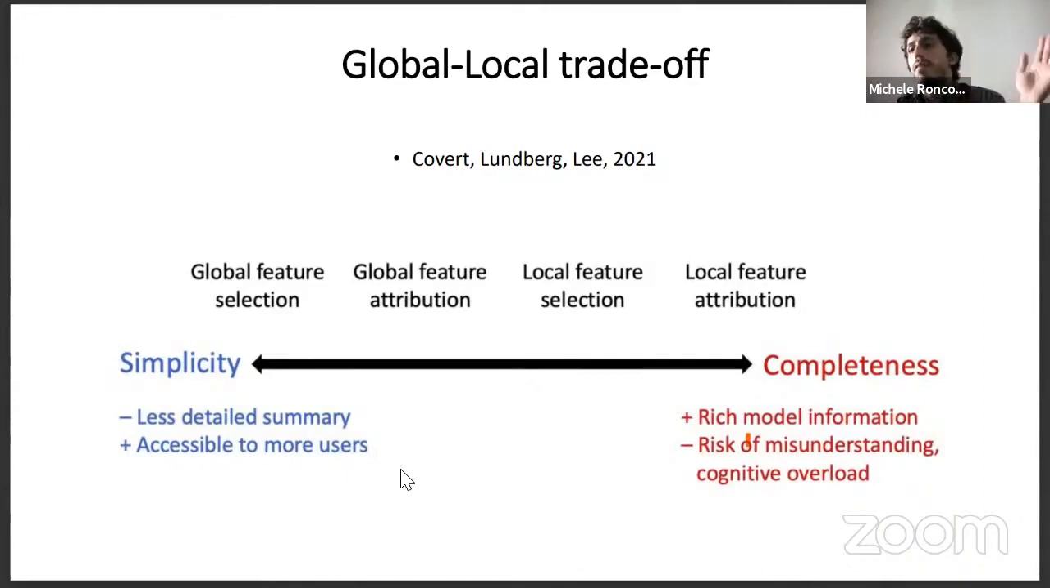So let's say on the left here, we have global feature selection, attribution, local feature selection, local feature attribution. On the one end, this global approximation can be very simple. For instance, when we talked before about approximating the model with a decision tree or just extracting with feature permutation a ranking of all the features, it's very simple by itself, but of course it's a much less detailed summary of what the model is doing. On the other hand, if we go into local, we can have much more information, as we will see. The risk is that we haven't really understood what the model is doing because we have a really restricted and local view of what is happening.